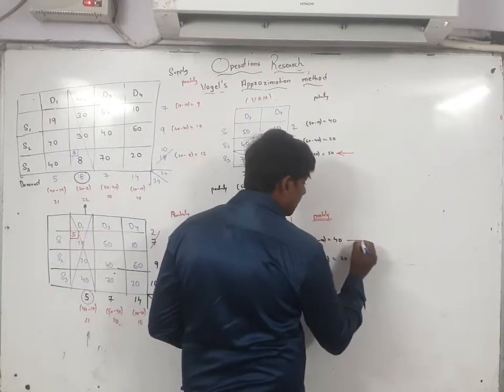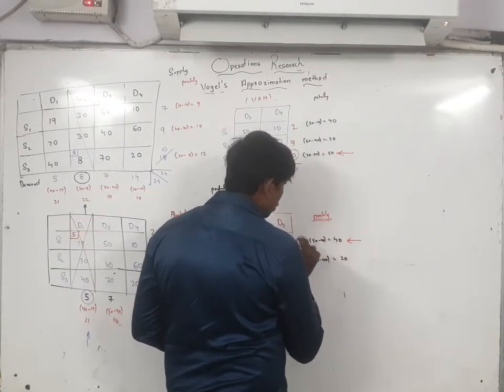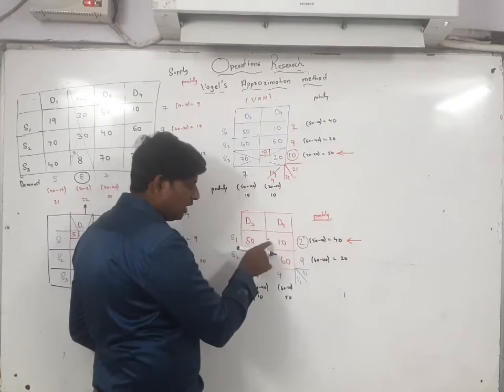Which one is the next highest penalty? This one. What is the value here? 2. In this row, which one is the least? This one.